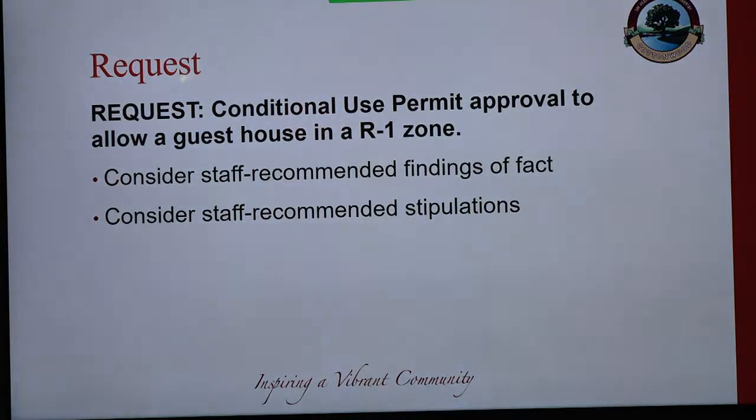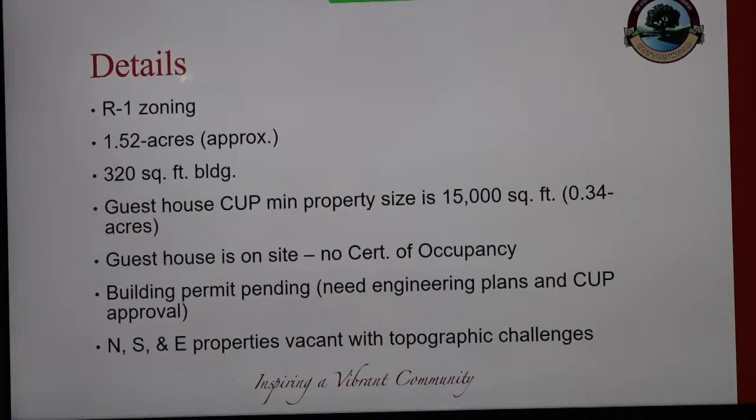The request is for a conditional use permit approval for a guest house in an R1 zone. This is a single-family residential zone. Considering both the staff recommended findings of fact and staff recommended stipulations. Existing zoning is R1, single-family residential. The size of the lot is about 1.5 acres. The proposed building is 320 square feet in size. A guest house requires a conditional use permit in an R1 zone and with a minimum property size of 15,000 square feet. This one meets that easily because it's about 1.5 acres.